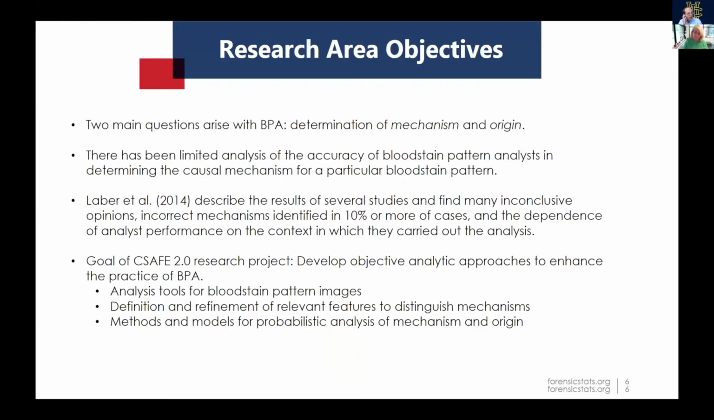With that said, let me talk a teeny bit about where we're headed in CSAFE 2.0. In CSAFE 2.0, we're going to continue thinking about the two main questions, and again, try to make sure we incorporate uncertainty in our analyses. And so we continue to look for analytic approaches to assist with the practice of bloodstain pattern analysis.